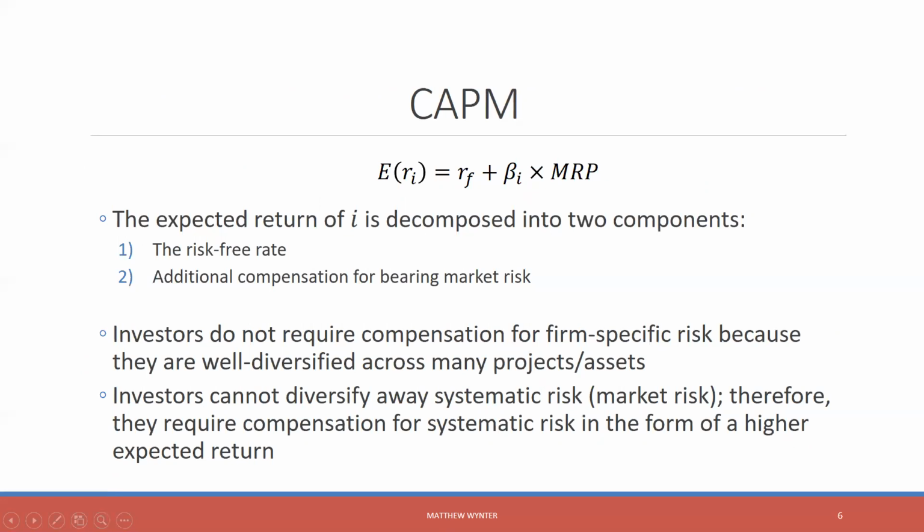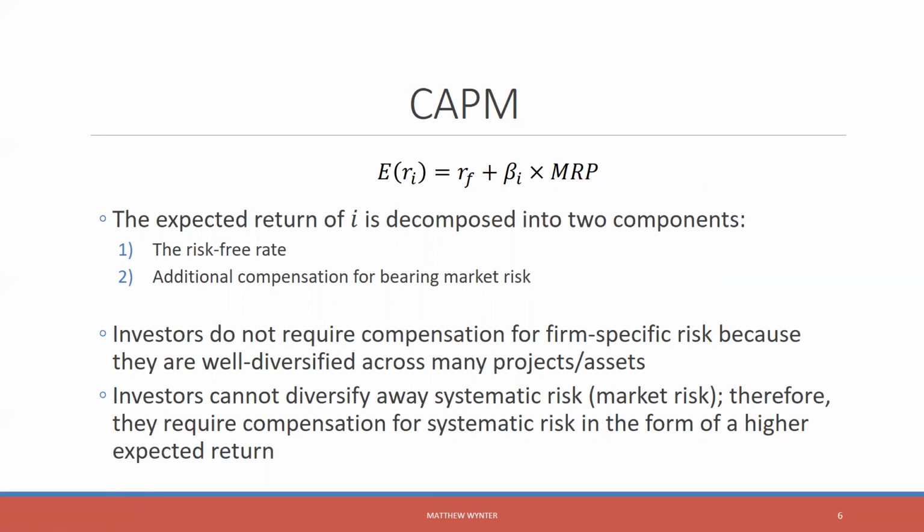That expected return can be decomposed into two components. There's the risk-free rate, and then there's the risk premium for firm I, which is going to be the additional compensation that you get for bearing market risk. That risk premium for firm I is its beta multiplied by the market risk premium.